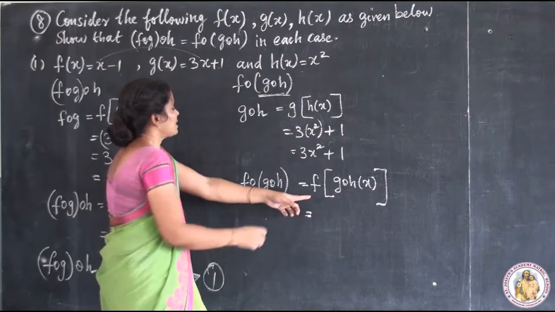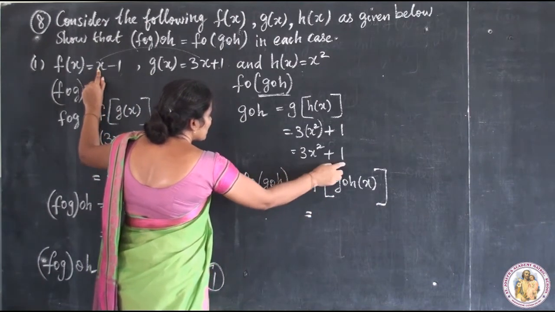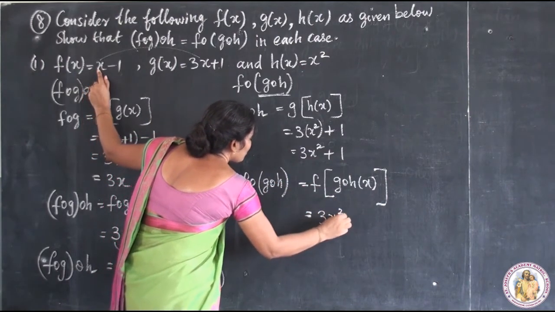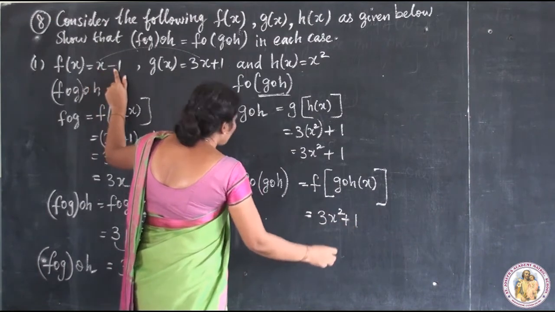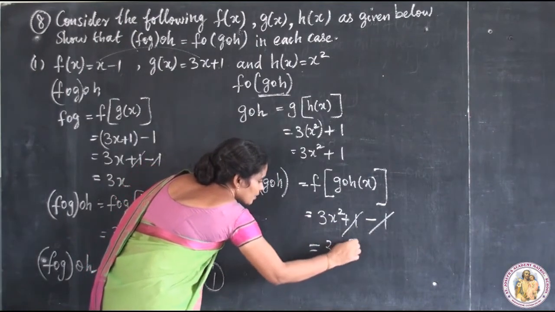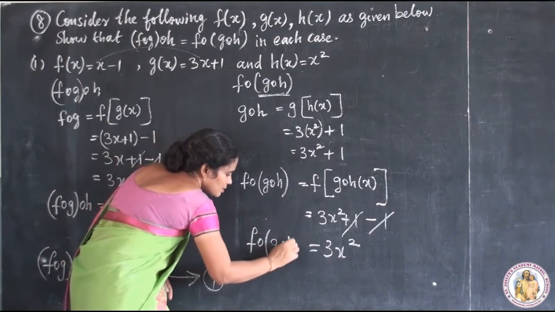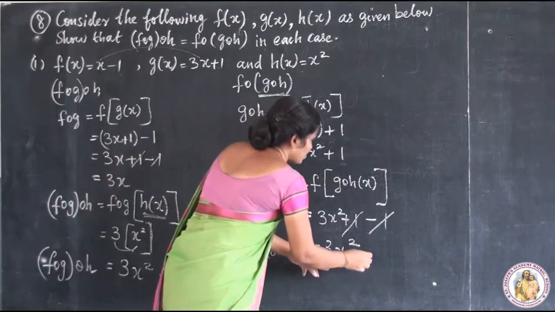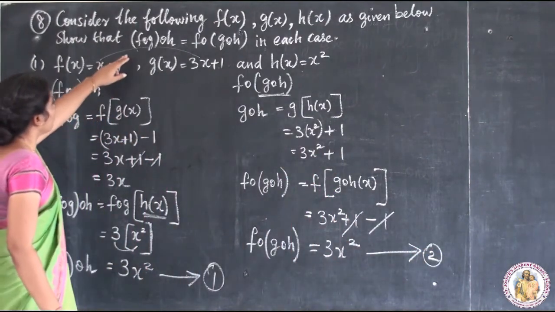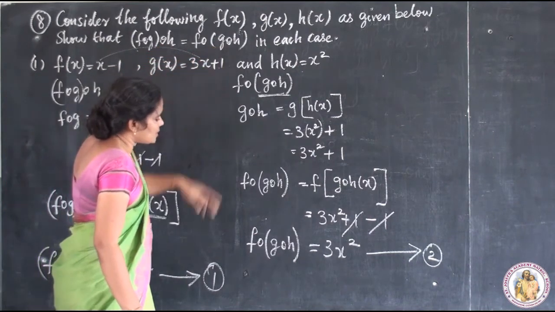What is f? f is x. In the place of x, you have to write 3x square plus 1, minus 1. Plus 1 minus 1 cancel, leaving 3x square. So f of g of h is equal to 3x square. Taking this as second one. And hence we have found that (f∘g)∘h is equal to f∘(g∘h).